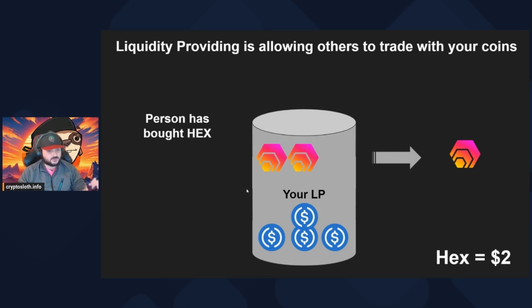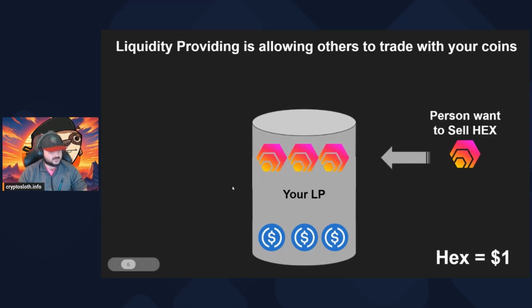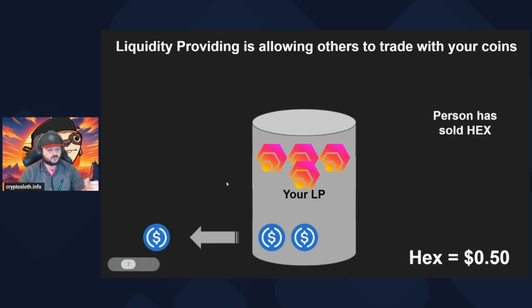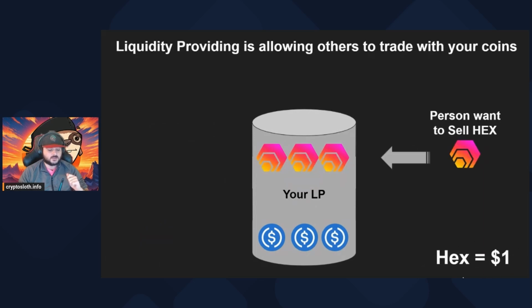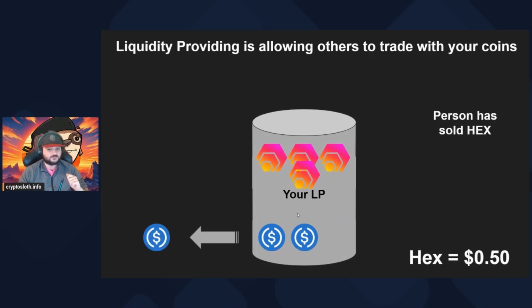Therefore, each HEX is worth $2. Well, let's take the same scenario and say somebody wants to sell their HEX. In this case, they're going to take their HEX token, put it in the liquidity pool and pull out 1 USDC token, dictated by the HEX equals $1 price tag at this ratio. And now we have 2 USDC tokens backed by 1 HEX token, or 1 HEX token backed by half of a USDC token. So in this case, the price of HEX is 50 cents.